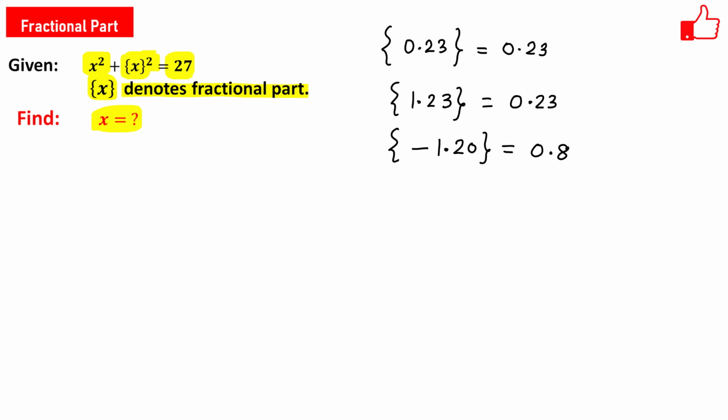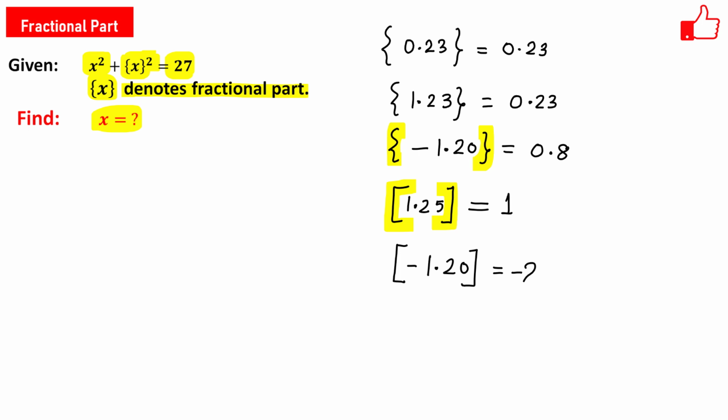And also, there is another function called the greatest integer function, which is also required for this problem. For example, if we have 1.25, the greatest integer of this is 1.0, basically 1, since there is no meaning in writing 0.0. This sign denotes the greatest integer and this sign denotes the fractional part. Similarly, if we have minus 1.20, the greatest integer in this case will be minus 2. These things are important for this problem, and if you want to read further, you can refer to any text about the fractional part and greatest integer function.